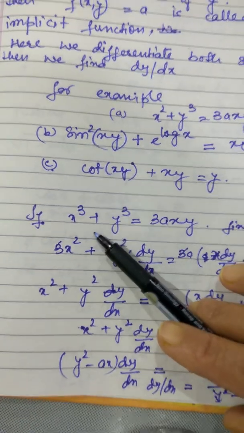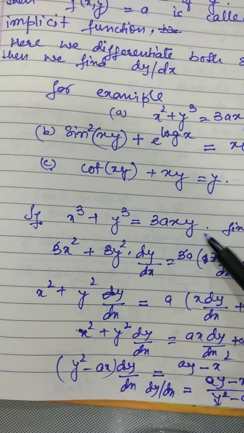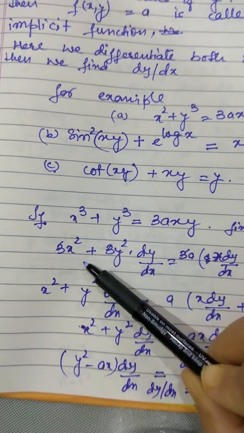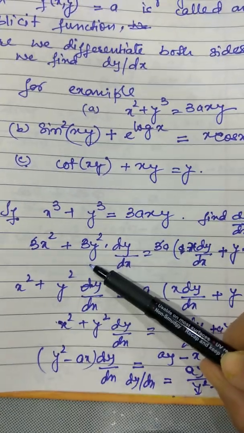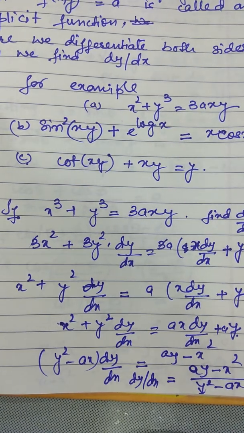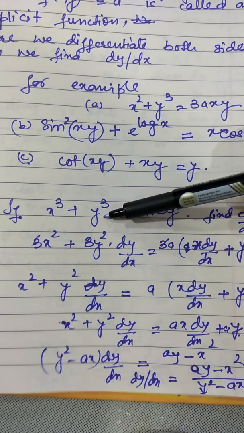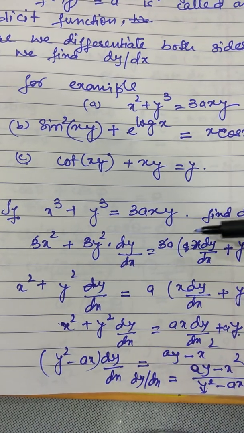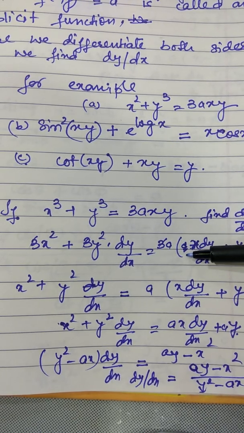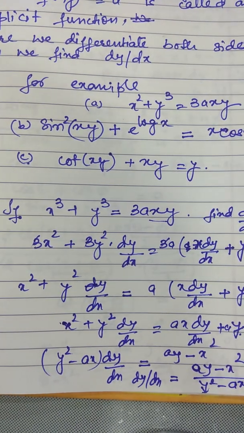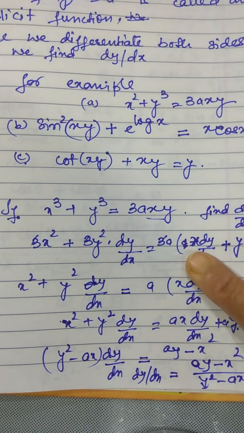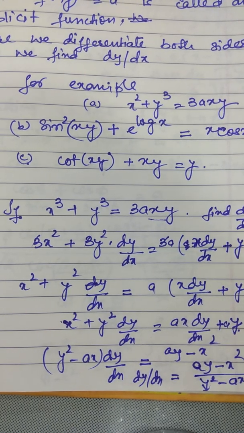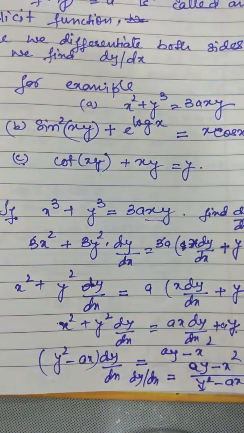First question, x cube plus y cube is equal to 3axy. Find dy by dx. The derivative of x cube is 3x square. The derivative of y cube is 3y square, but since we are differentiating with respect to x, we multiply by dy by dx. And here 3a is constant. For xy, we'll apply the product rule: first function into derivative of second plus second function into derivative of first. So we are getting 3 as a common factor, and it can be removed.